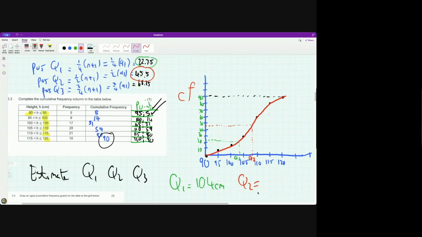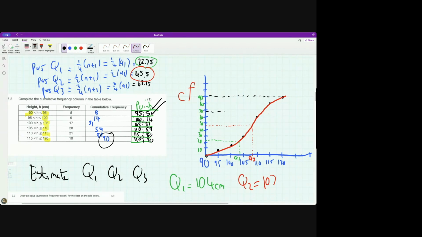I think you're out of the room. Amelia, what do you think? What would you get for Q2? Yeah, I think it's about 107. It looks like it's between 105 and 110. Amelia agrees. Fantastic. What about Q3?